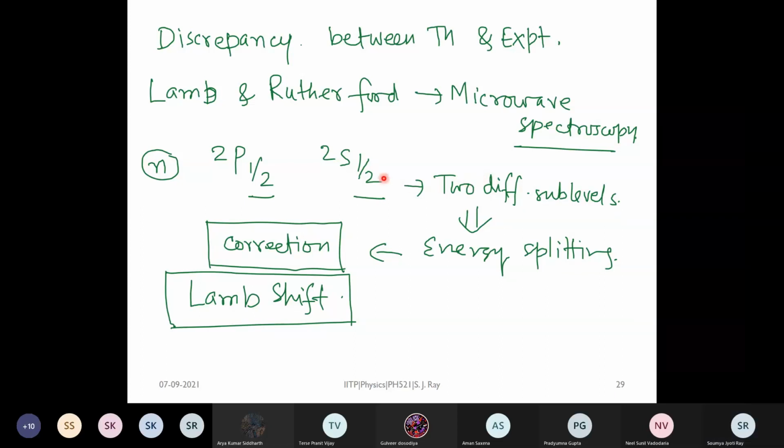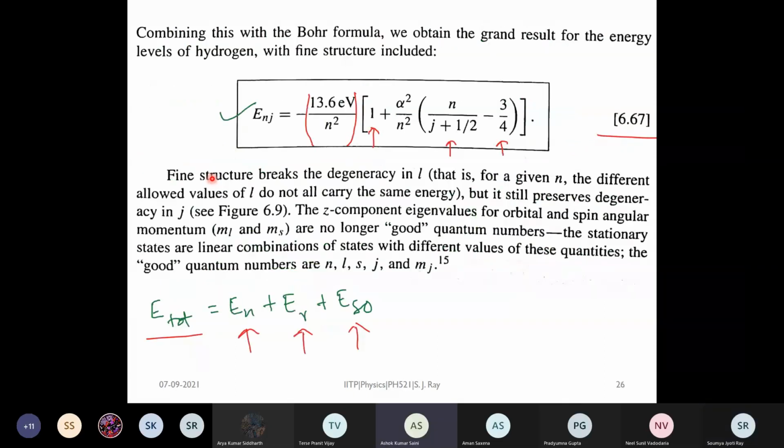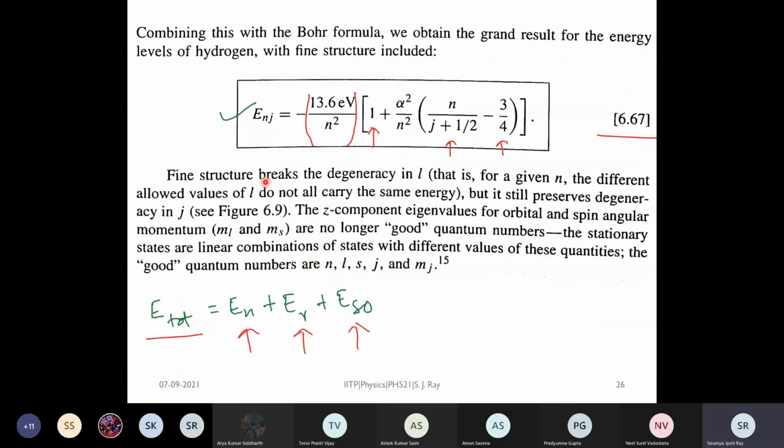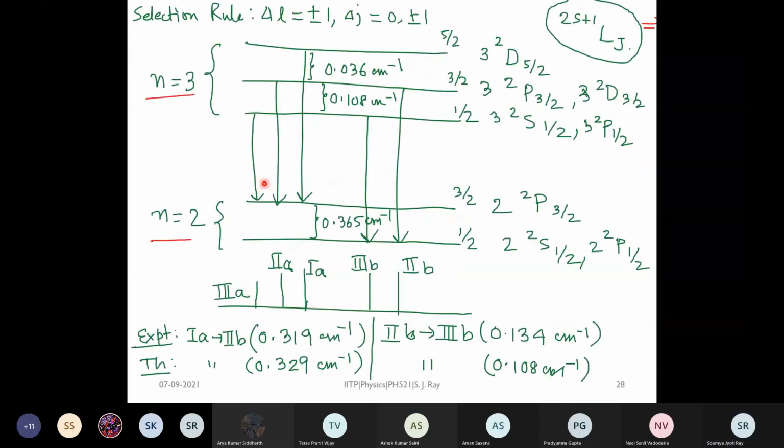They have the same value of j, and also the spin value is the same, and the L value is different, which means that for a specific value of n, we have 2p half and 2s half. Let us look at what the terms are: 2p half and 2s half.